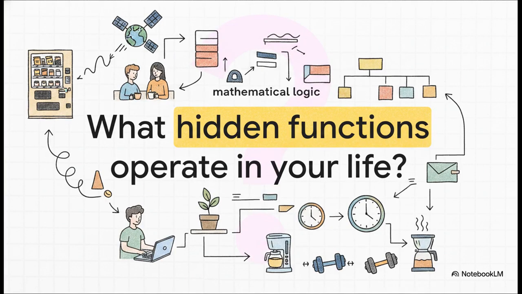Which brings us to the end of our explainer today. We've journeyed from a simple breakroom vending machine all the way to a satellite moving at 7.8 kilometers per second, and they are perfectly connected by the exact same mathematical logic. So, I want to leave you with a final thought to ponder as you go about the rest of your day. Just look around you. Whenever one thing changes simply because you changed something else, a mathematical rule is quietly at work. So, what hidden functions are operating in your life right now?